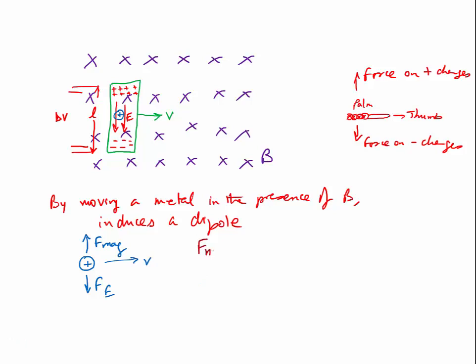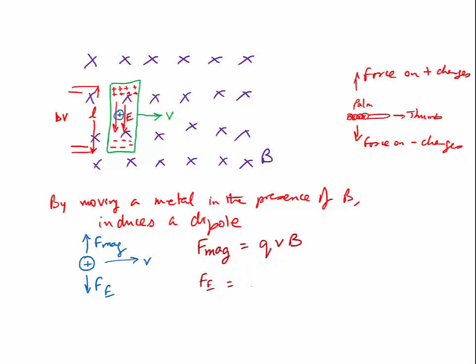So we know what F magnetic is. It is Q times V times B times sine of alpha. In this case, alpha is 90 degrees. These charges are moving left to right. The magnetic field points into the page. The angle between them is 90 degrees. So I don't need to write that term. Sine of 90 is just simply 1.